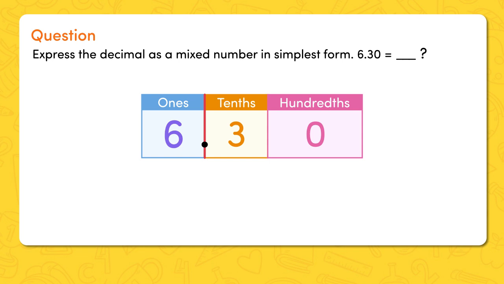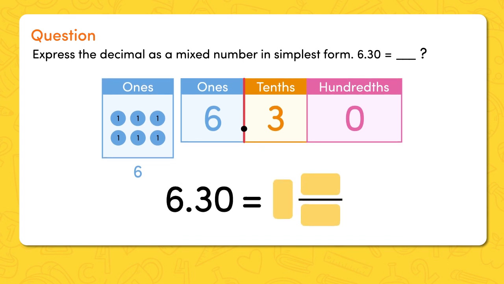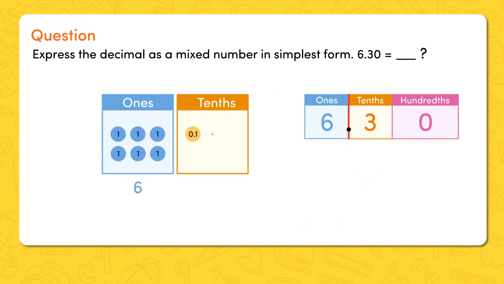The digit 6 is just before the dot. It represents 6 ones, or 6 wholes. So we can first write the whole number 6 here in the mixed fraction. Now let's move on to express the tenths and hundredths as a fraction. There are 3 tenths.